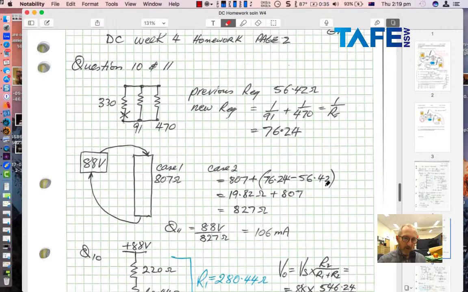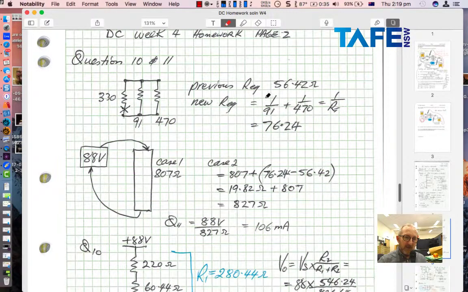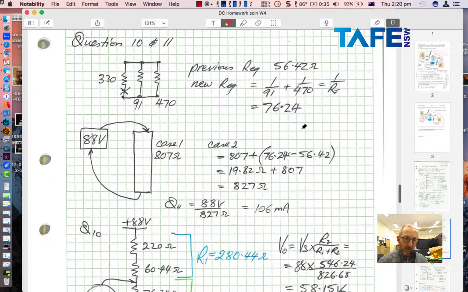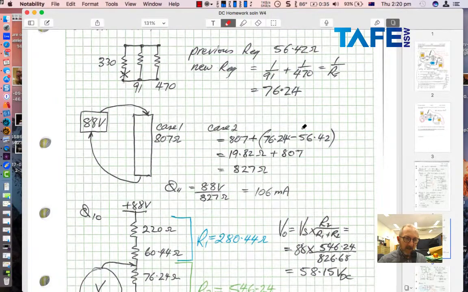All right. We previously had 56.42 ohms in that network. We saw that again on the last question. But now the new REQ, I've only got the 91 and the 470 in because I have cut that little critter out of circuit. So 76.24. And I've done a case 1 here and a case 2. You see, I've done a nice block of resistance here again. We had the entire resistance being 807.